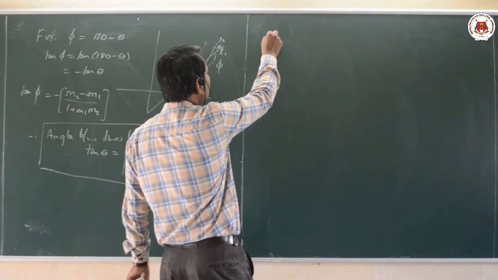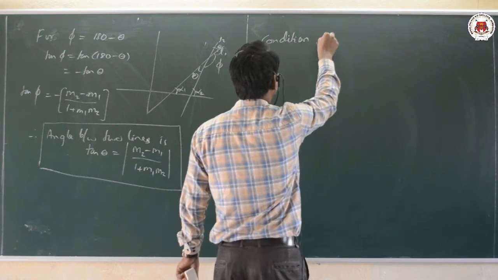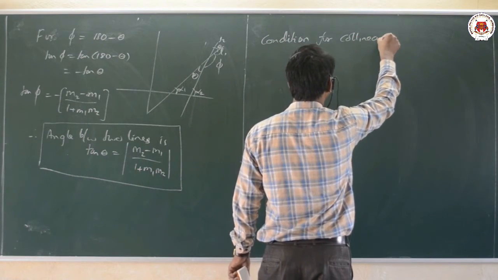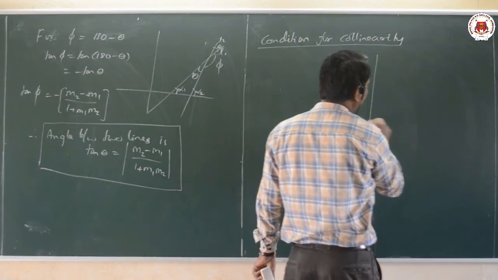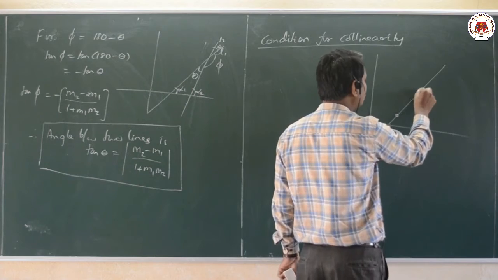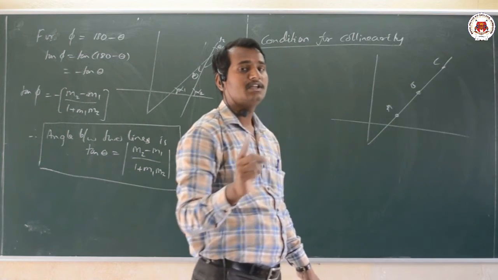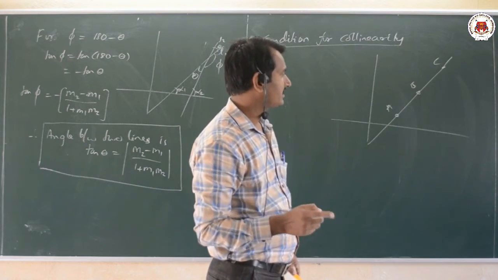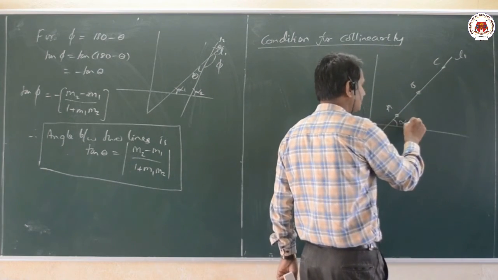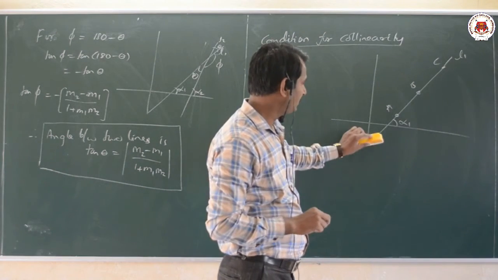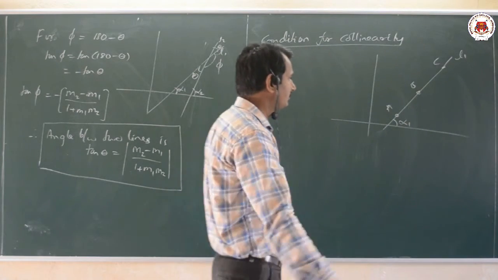Next we shall learn about the condition for collinearity. Now, collinearity means what, dear students? Three points, let us take them as A, B, C, are said to be collinear if they lie on the same line. Let us take it as the line L1. Since there is only one line, we have only one angle, theta or alpha, and the slope of L1 is m1.